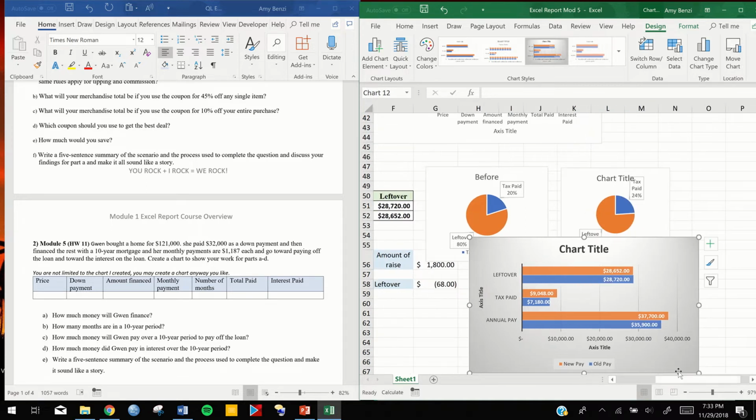Make stuff look nice, folks. Take pride in your work. Here we have, I just wrote old pay and new pay. You guys could be more creative: before the raise, after the raise. Tell me stuff about it.